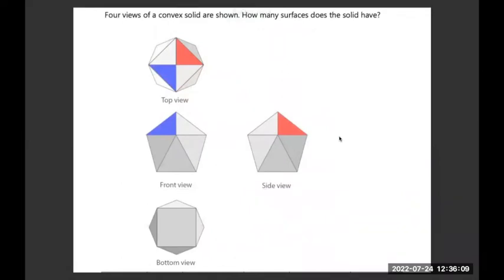Here, you have to count the number of sides. Here you are given different views, the top view, front view, side view, and the bottom view of a solid. And you have to count the total number of sides, the total number of surfaces that the solid will have.